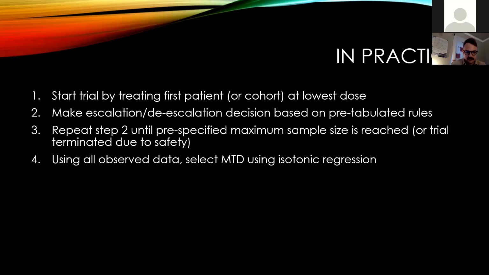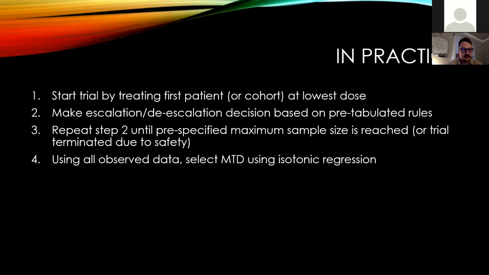So in practice, it basically follows these 4 steps. We're going to start the trial by treating the first patient, or if we choose to do it in cohorts, at the lowest dose. We're going to make our escalation, de-escalation decision based on the pre-tabulated rules, just like 3+3. We're going to keep repeating step 2 until the pre-specified maximum sample size is reached, which is another benefit of the keyboard design: we can choose what our sample size has to be before we even start the trial. Or we're going to terminate the trial due to safety.